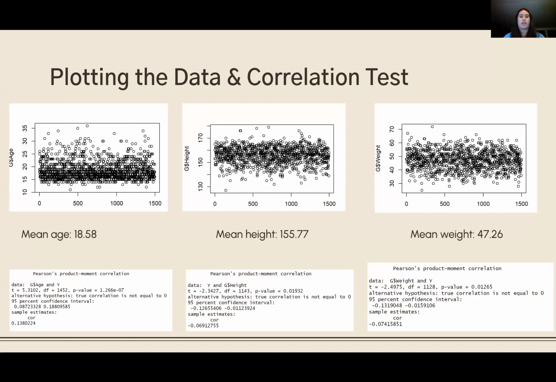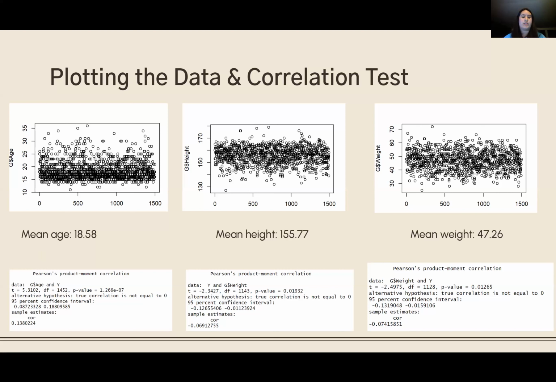So I first plotted the age, the height, and the weight of the data that I found. And then the mean age was 18.58, which was pretty young. And then the mean height is 155.77. And then the mean weight was 47.26. And there are different levels of the height and ages, as we can see in the box plots.